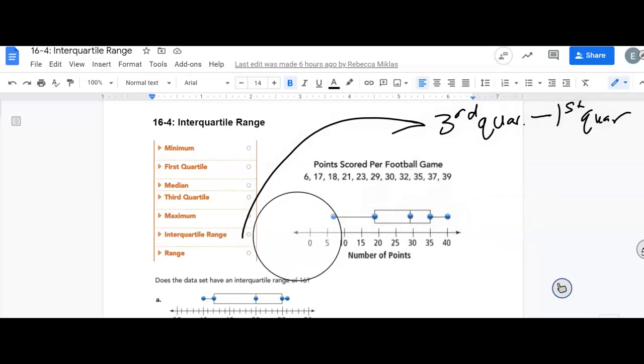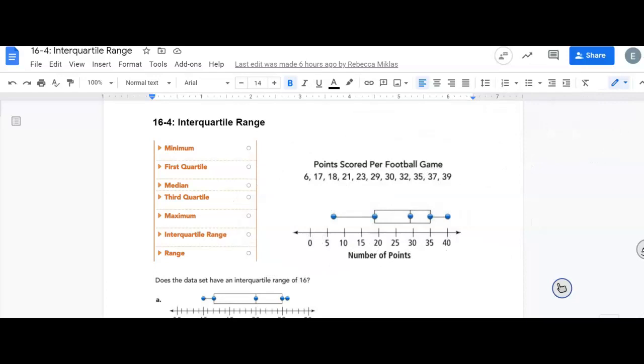This is the example I'm going to give you. If we scored 6 points in a football game, we could consider this a stray data value. Because what if every other game we scored 19, 18, and 17? This would be a stray data value. So, do we want to represent a stray data value in a range? Maybe we do, maybe we don't.